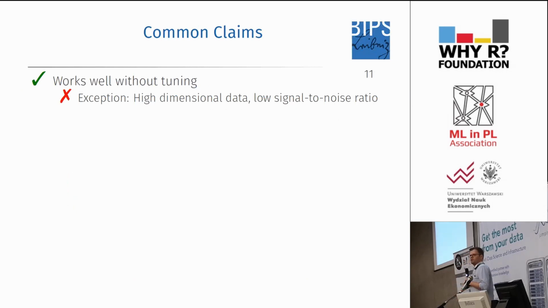So that's also my summary of the first claim. Random forest works well without tuning. I would say that's true, with the exception of high dimensional data with a low signal to noise ratio, which is quite common, for example, in genetics. There it's important to use a higher mtry value or even to tune the mtry value.